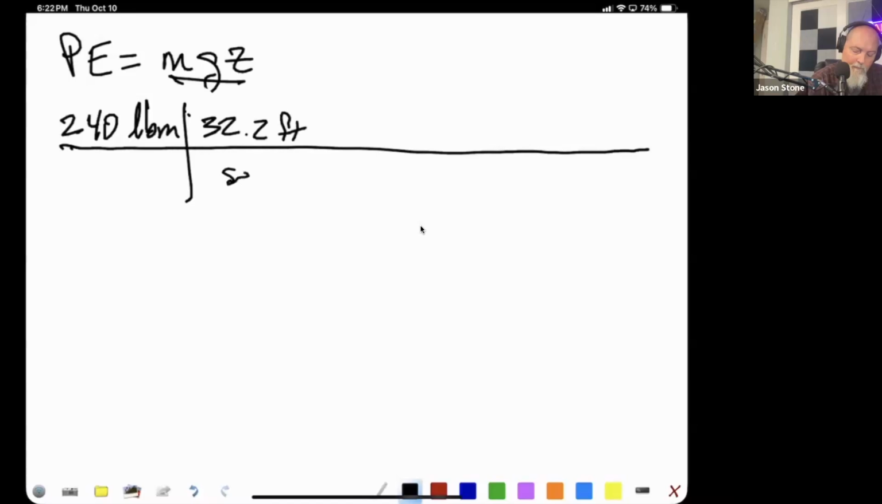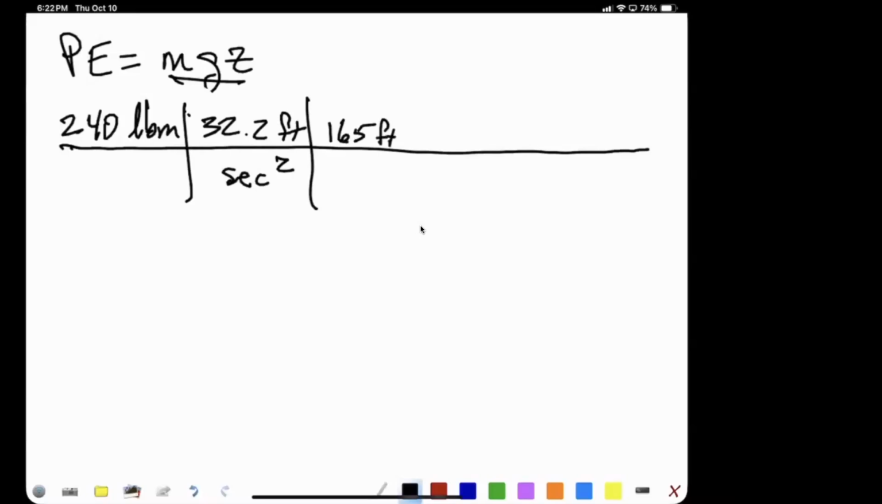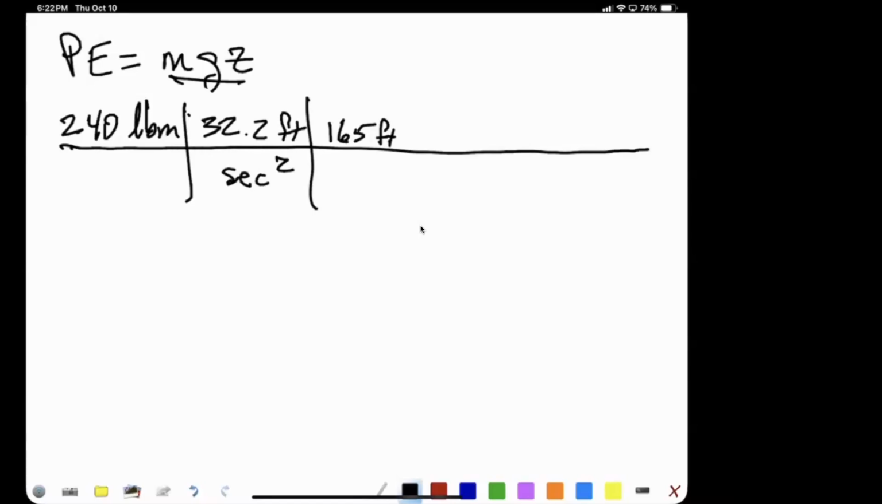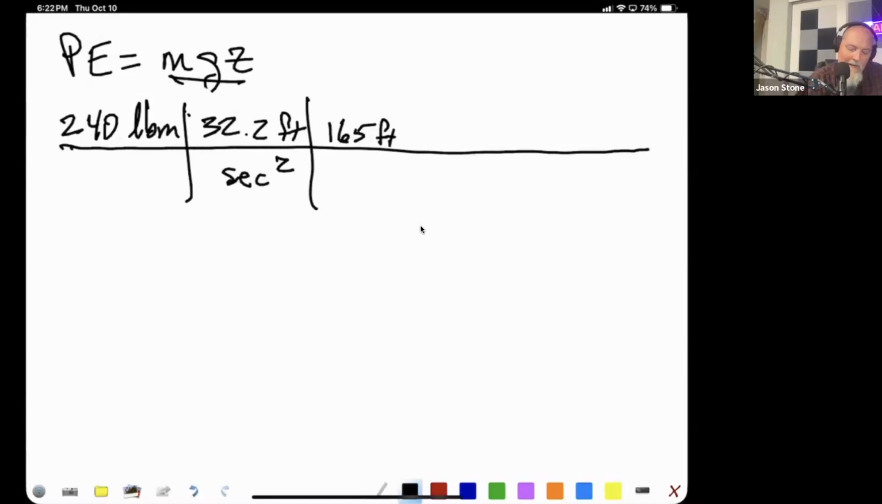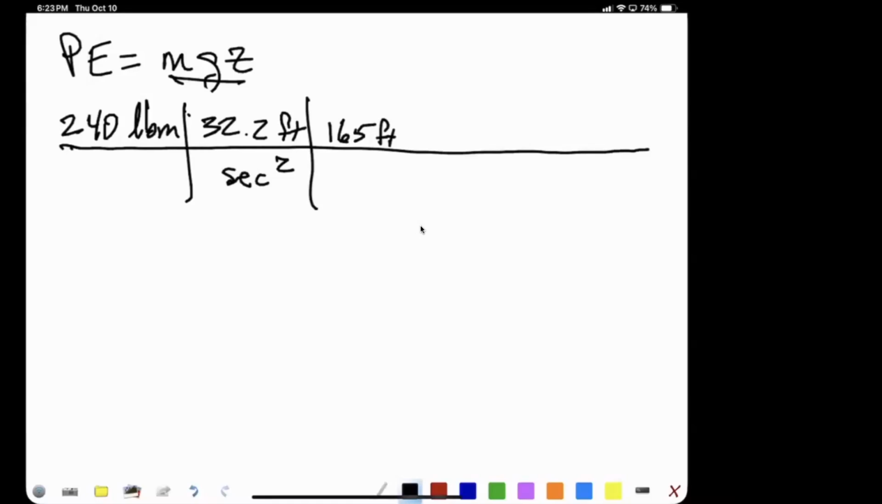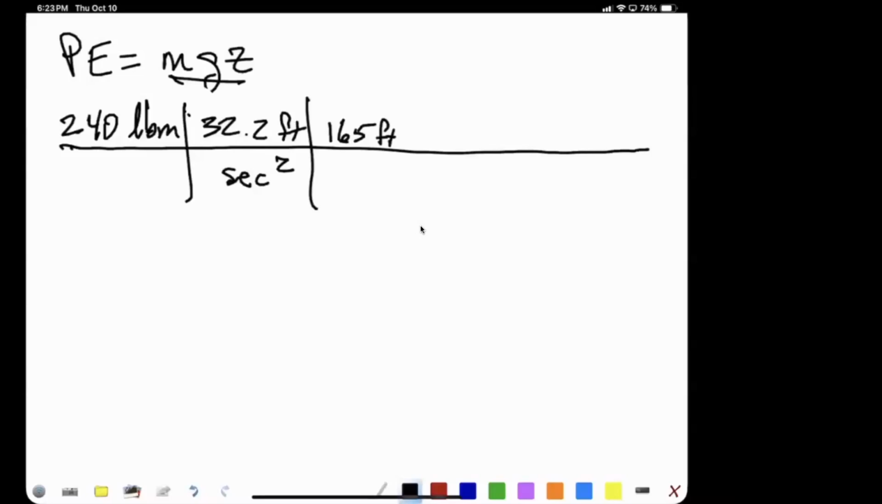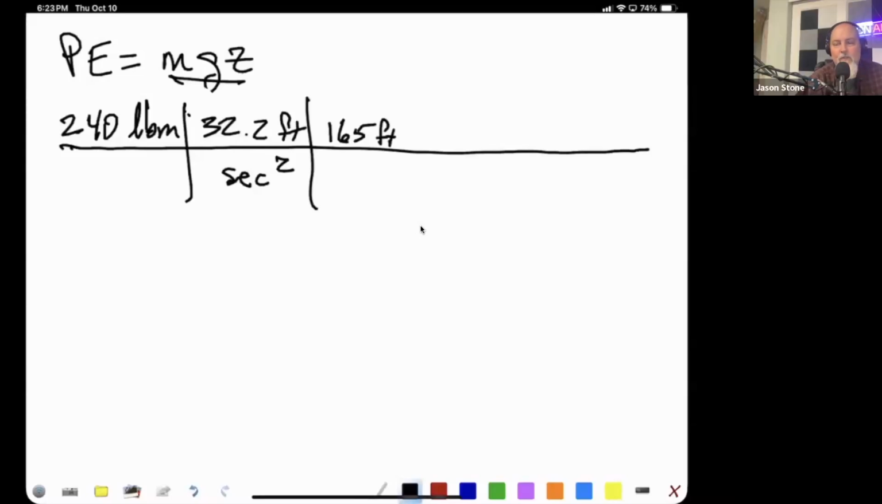32.2 feet per second squared. And then z, what's that change in height? 165 feet, right? 606 minus 441. Right. So our units here are pounds mass feet squared over seconds squared, which is garbage. That doesn't help us at all, because we need foot pounds force. That's the unit for potential energy. We use the American units for all this stuff.